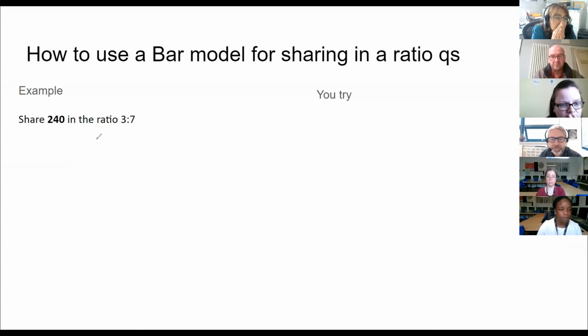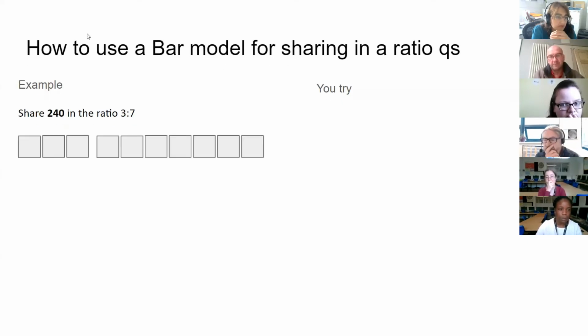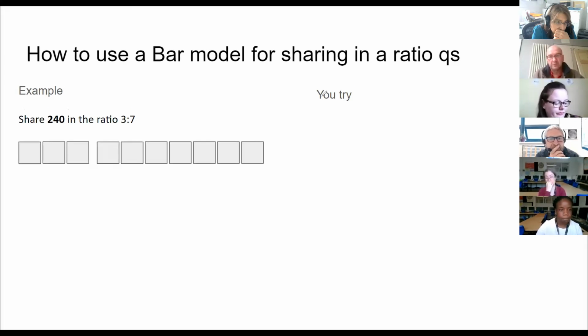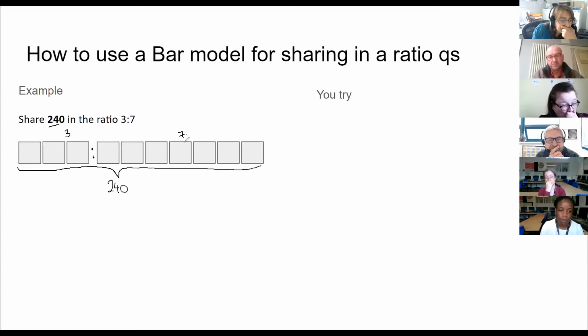So we've got share 240 in the ratio 3:7. So first of all, we would draw 3 boxes on the left and 7 boxes on the right. So this will be the 3:7. We've got 240. 240 represents the whole box. So I'll use some curly brackets just to show that 240 represents all the boxes.